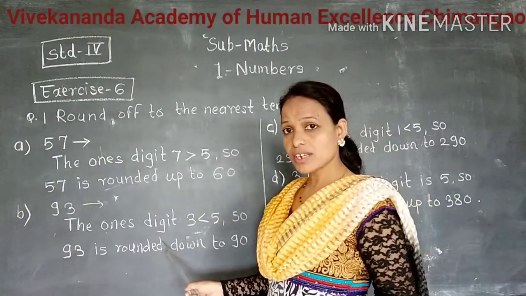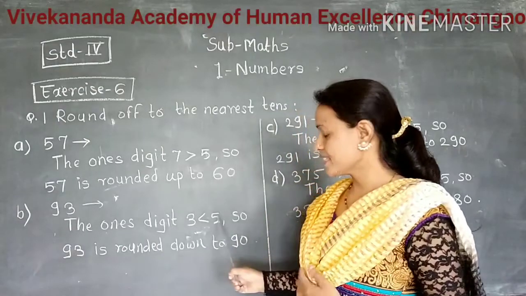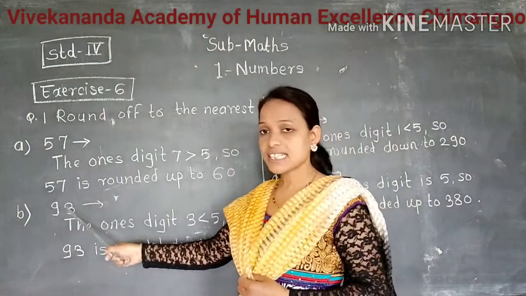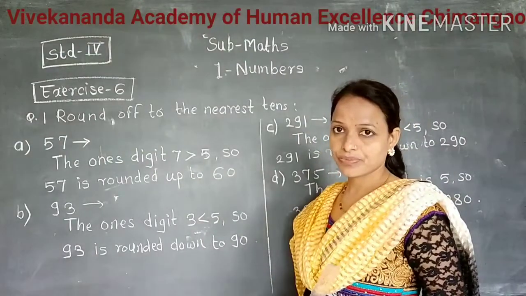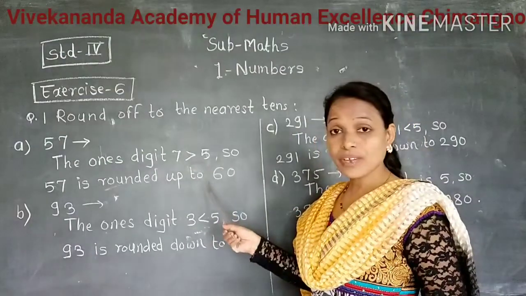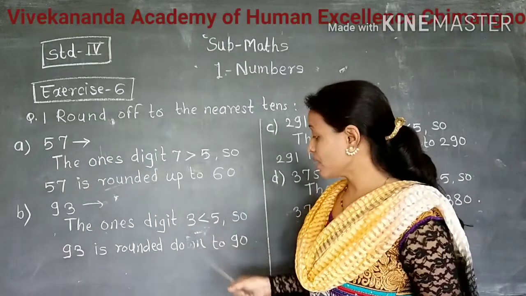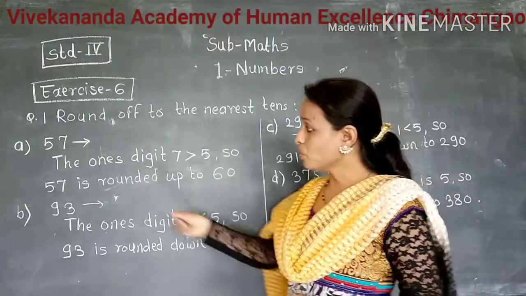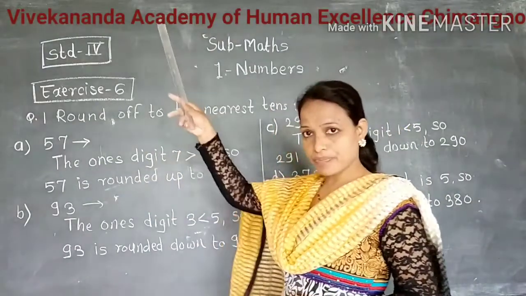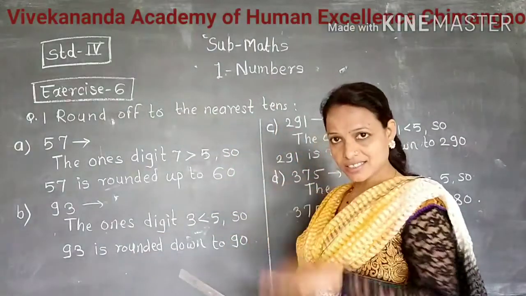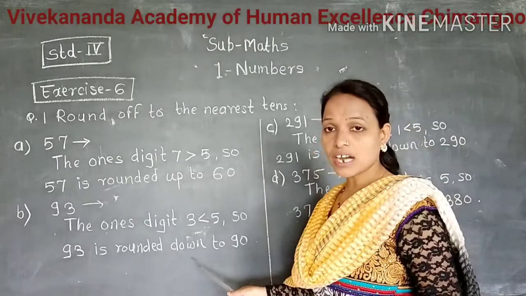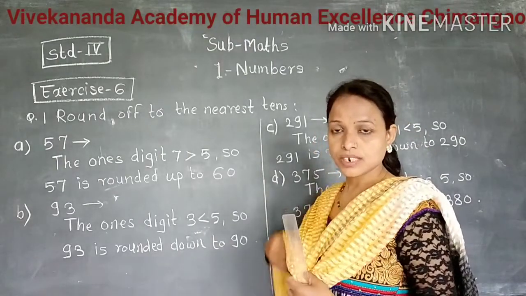keep same. So 9, write as it is, and the number 3 is replaced by 0. So what is your answer? The ones digit 3 is less than 5. So 93 is rounded down to 90. Now when do we have to write up to and when do we have to write down to? Up to is for 57, it is up. And 90 is less than, so rounded down to. Understood?